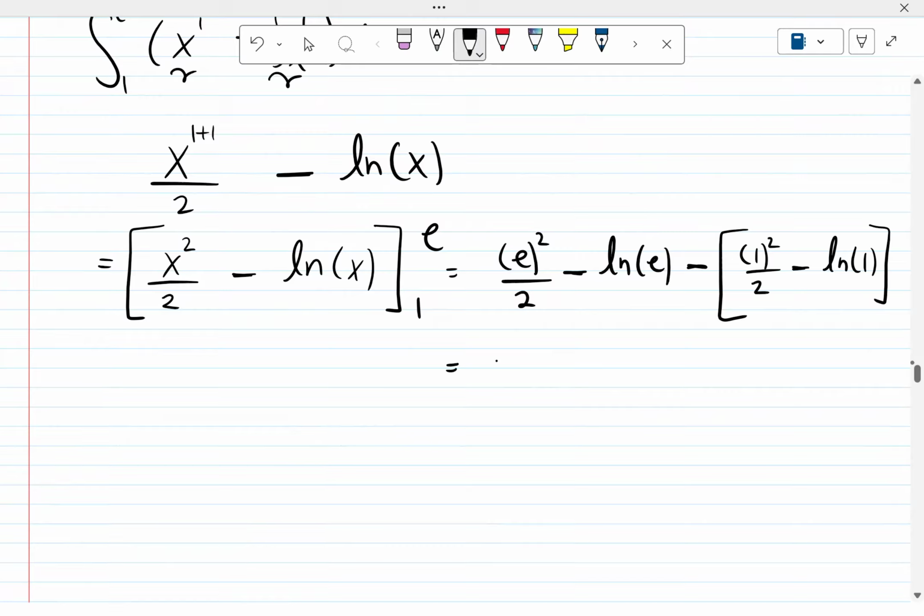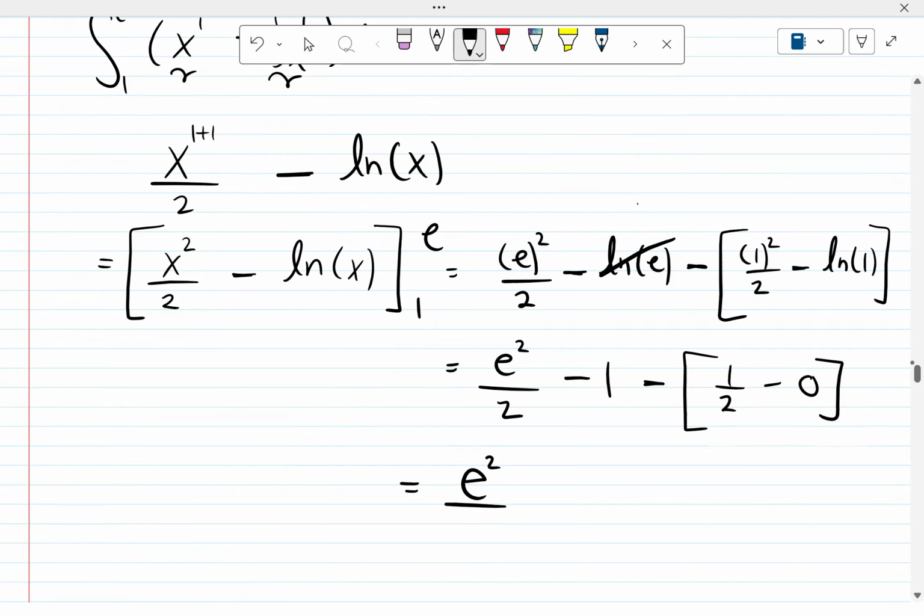So e squared over 2 is e squared over 2, and then ln e cancels, it just becomes 1. So it's minus 1, minus, and then 1 squared over 2 is 1/2. And then ln of 1, if you put that in the calculator, that would be 0. So this cleans up as e squared over 2 minus 1 minus 1/2 minus 0, right?